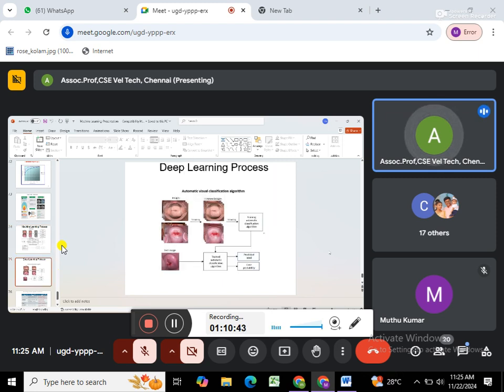And what about the deep learning process? The deep learning process can be given with very few steps: training the automatic classification algorithm with the test image. We are predicting the classifications with the trained images, and we are giving the predicted label and probability. But the deeper discussions are there for machine learning rather than deep learning.